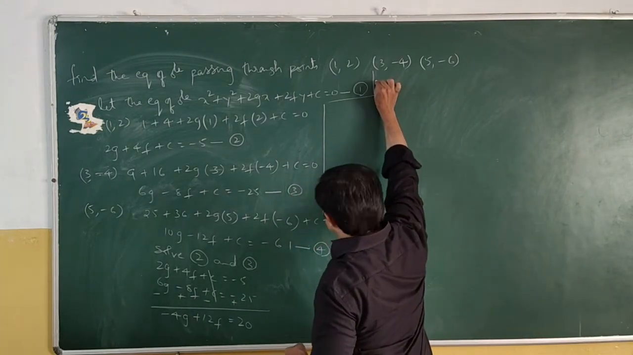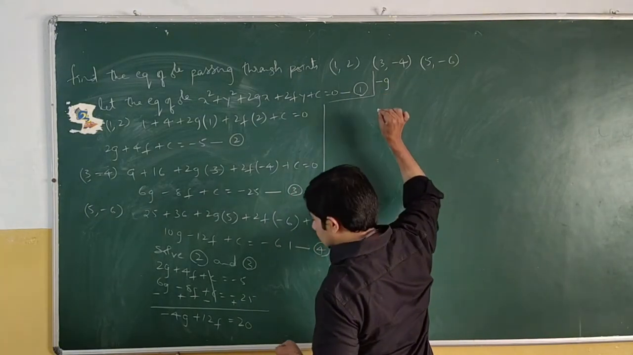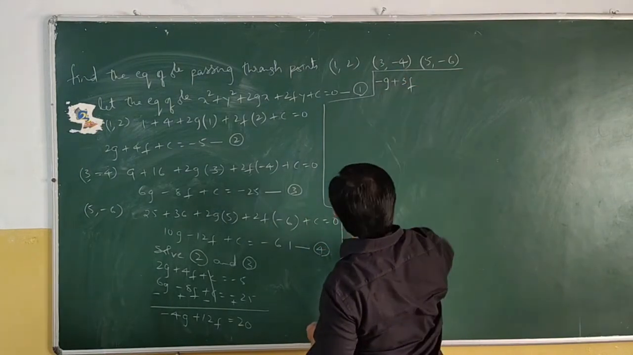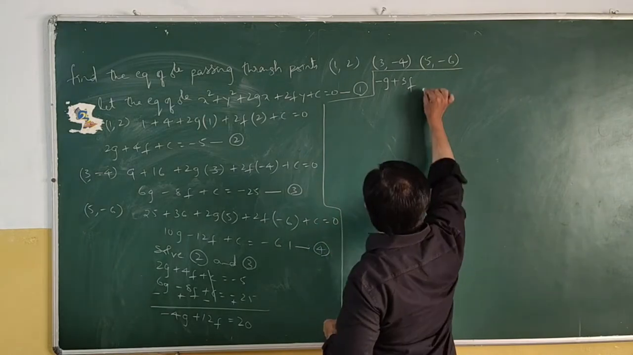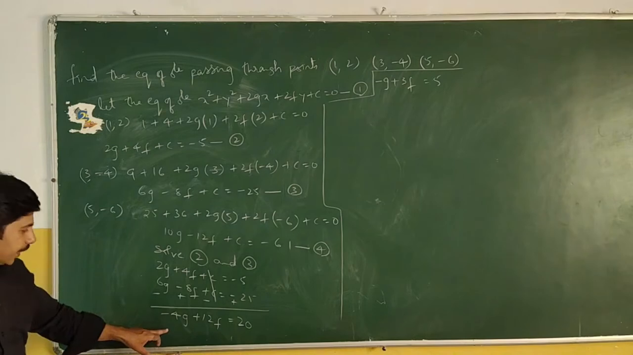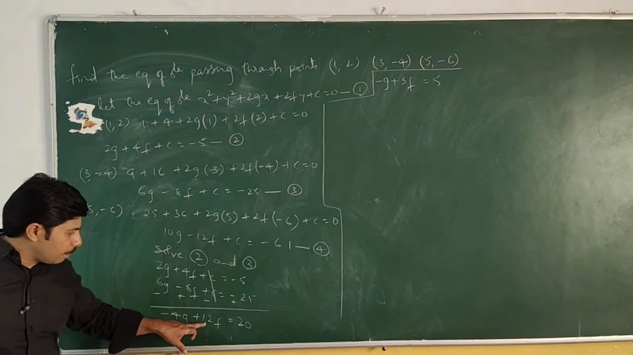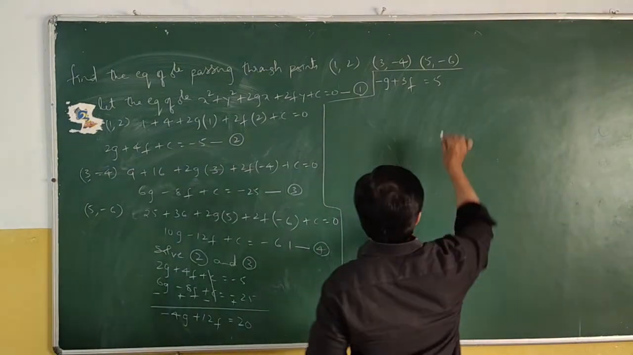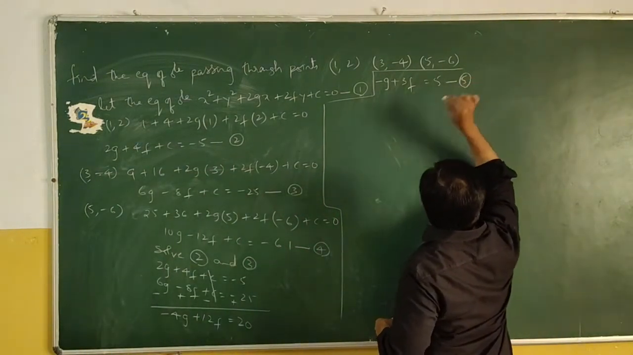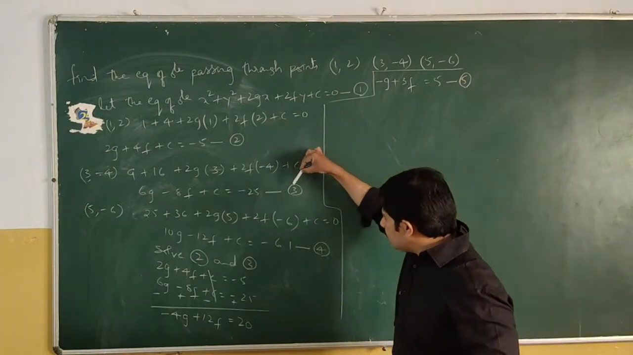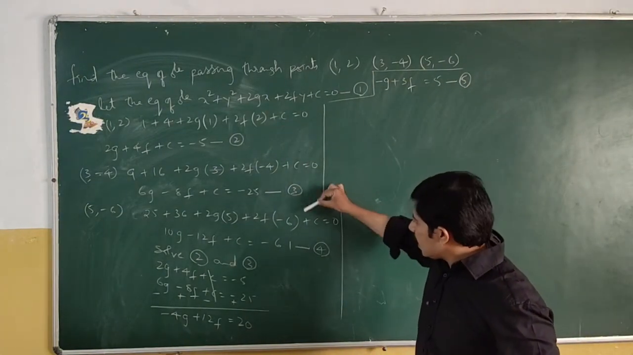If I take 4 common, we get -g + 3f = 5. See, I took 4 common on both sides. So we get -g + 3f = 5. This is equation number 5. Now after solving 2 and 3, we solve 3 and 4.